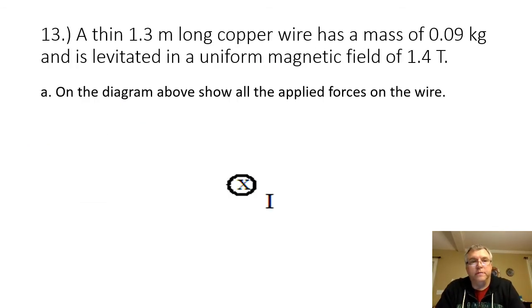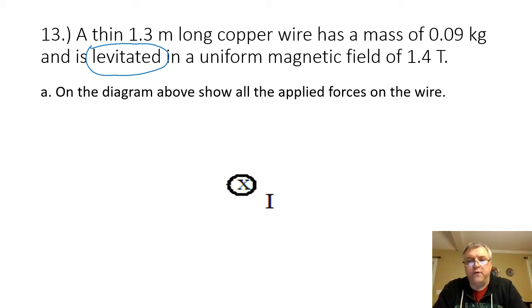Problem 13. A thin 1.3 meter long copper wire has a mass of 0.09 kilograms and is levitated in a uniform magnetic field of 1.4 Tesla. The first part of this problem asks us to show on the diagram all of the forces being applied to the wire. The key word and the thing that we need to really pay attention to here is this word levitated. The wire is being levitated, which means that it is floating stationary above the ground.